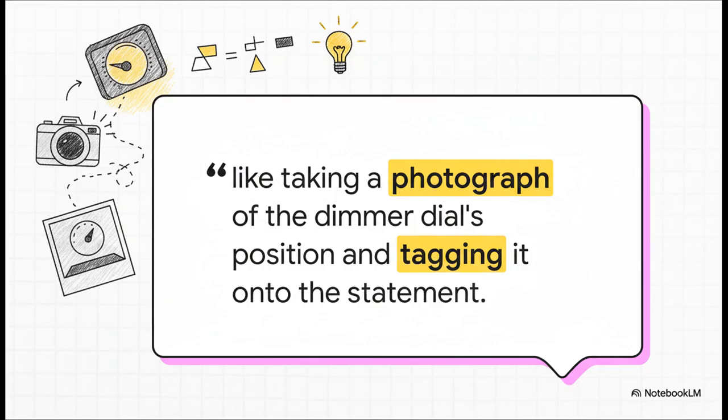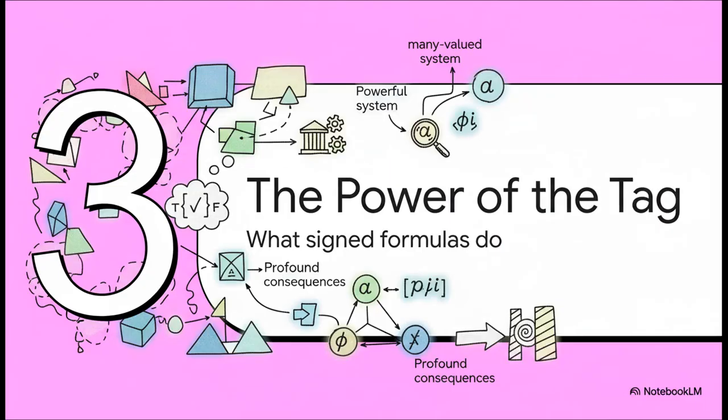Oh, I love this quote from the source material because it just makes the whole concept click, doesn't it? That signed formula is the photograph. It freezes the dimmer dial in its exact position and tags that picture right onto the statement so you never, ever lose track of its value. So you might be thinking, okay, it's a fancy tag, big deal. But no, this little idea of tagging a formula is so much more than a notational trick. It has these profound consequences that basically unlock the ability to build entire, incredibly powerful logical systems. Let's take a look at what that power really is.